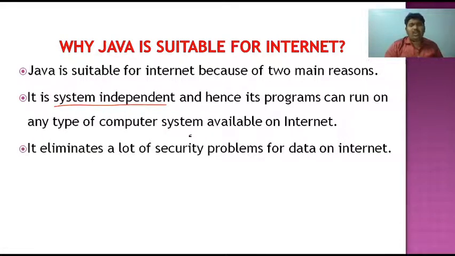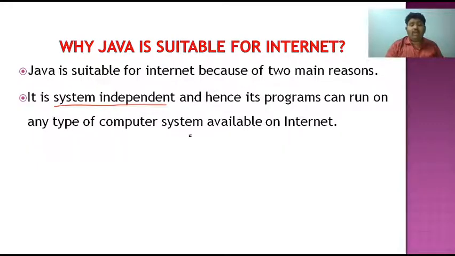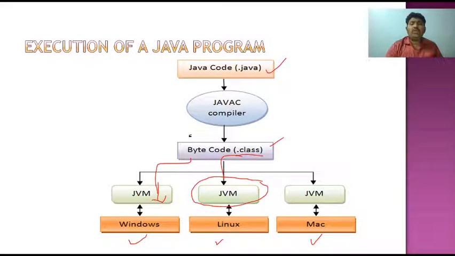The second reason is that it eliminates a lot of security problems for data on the internet. For example, the code which is executing on a system over the internet may contain some kind of virus. The virus is transmitted to the client system, and it may infect our local computer. But Java bytecode is a highly secure code, and the Java Virtual Machine doesn't allow the Java program to execute outside the Java Virtual Machine. So complete control of the Java program will be taken care of by the Java Virtual Machine.